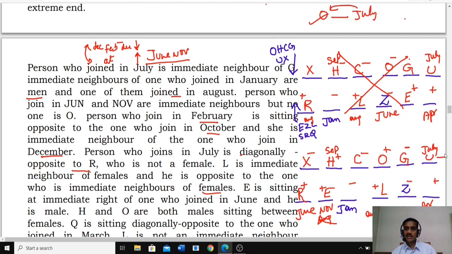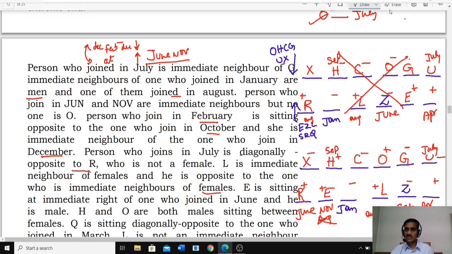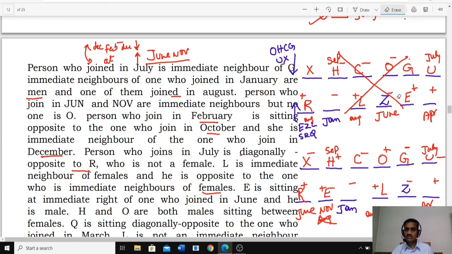In Japan, October is opposite to February. If February is here, October must be here. October is at this place. If October is here, who is opposite to October? Feb. February's immediate neighbor is December. And Feb and December are adjacent.